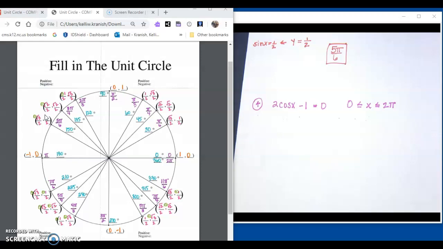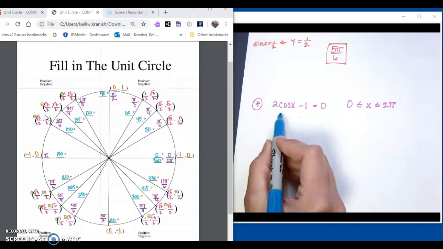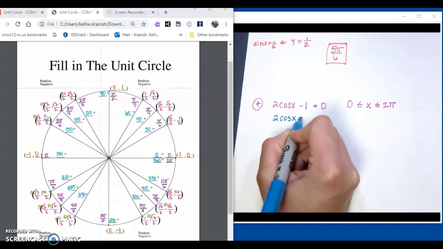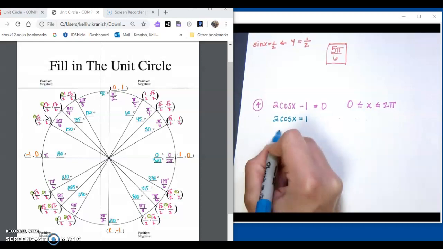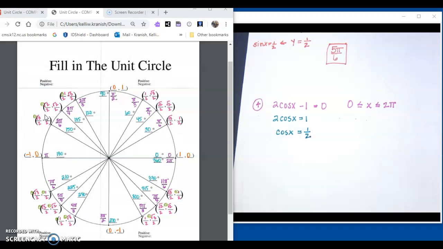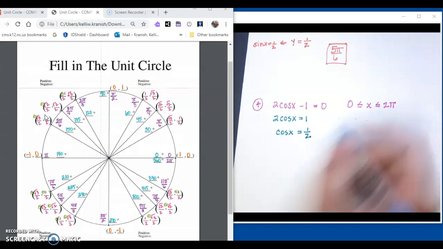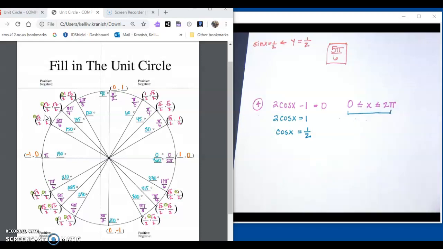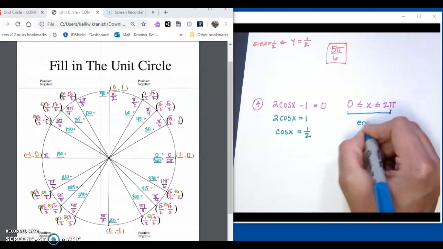Number 4 is not solved for the trig function. So we're going to do that first. We need to get this cosine by itself. So I'm going to add over 1. And then I'm going to need to divide by 2. So cosine x is going to be equal to 1/2. Okay. So first let's take a look at the interval they gave us. This time they gave us between 0 and 2 pi. So that is the entire unit circle.